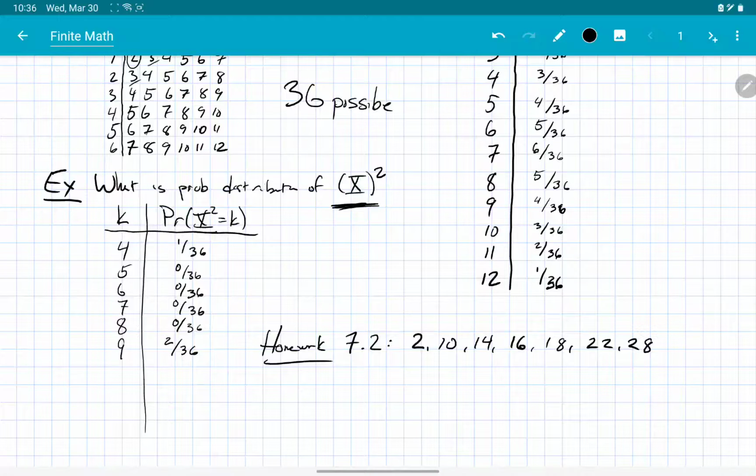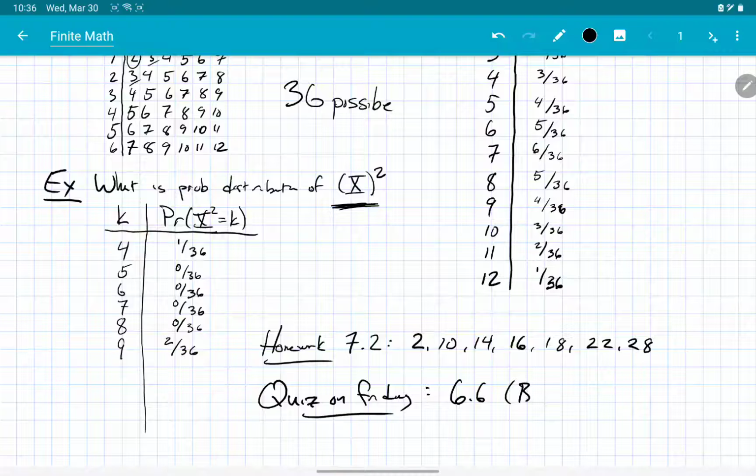Okay, so on Friday, we will have a quiz. Let's say the quiz on Friday will be from possibly the last part of chapter 6. So that would be 6.6, Bayes' theorem, or 7.1 and 7.2. 7.1 was charts, and 7.2 is today. Okay, so those are the possible things that might show up on the quiz on Friday.